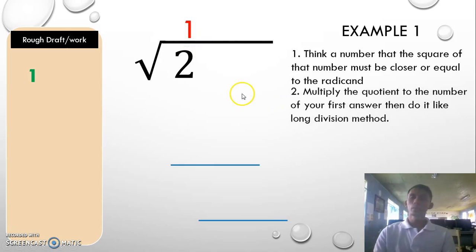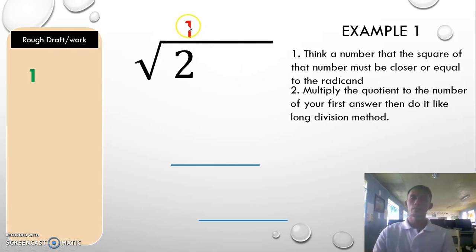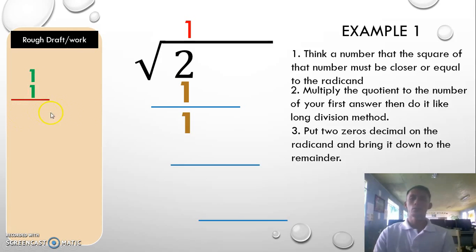Next step, you're going to multiply the number of your first answer, then do it like a long division method. So 1 times 1, you have 1. And of course, in doing this, you subtract. So you have 0. Next, you're going to add the number that you were thinking of a while ago. So you have 1 plus 1, and you have 2.